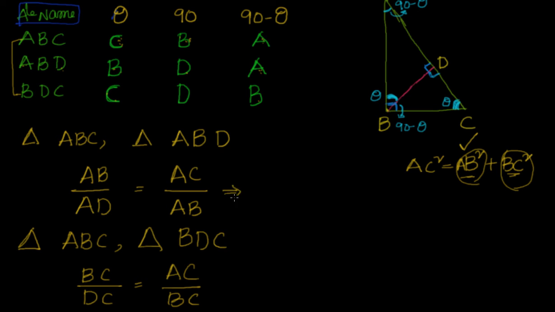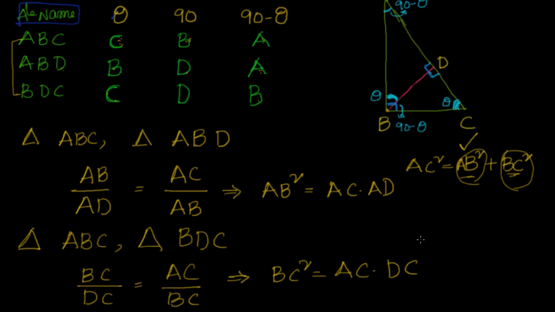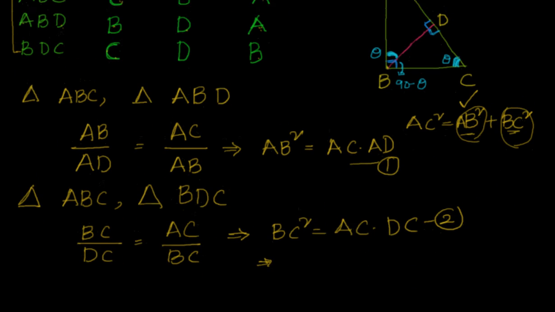Now, will you agree that this is nothing but AB square equal to AC into AD, and this is nothing but BC square equal to AC into DC? Now what we have to prove is AB square plus BC square. So let's add these two. This is 1 and this is 2. If I add them, what happens?